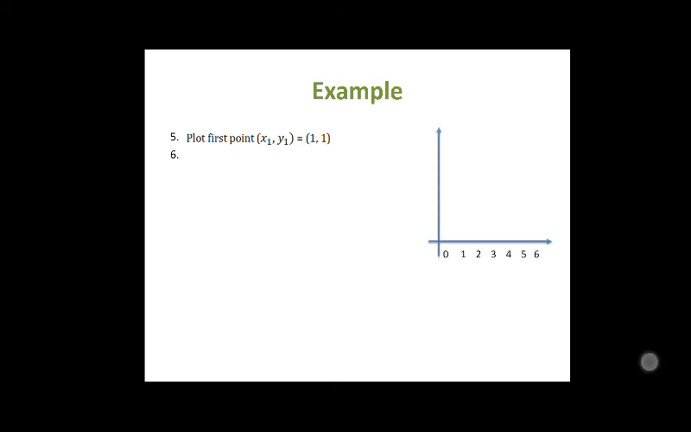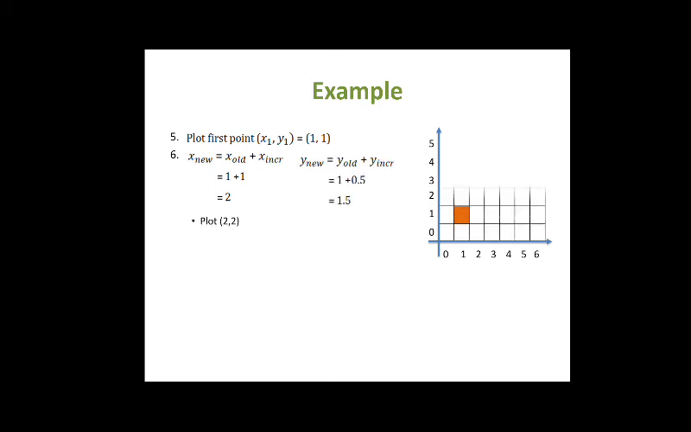Now first we will plot our first point, that is 1 comma 1. Okay, so this is our coordinate system. On this we have to plot our first point. So you can see over there we have plotted our first point, that is 1 comma 1.